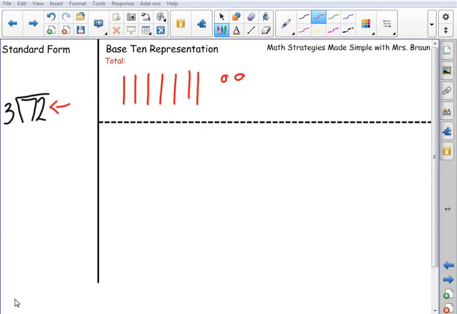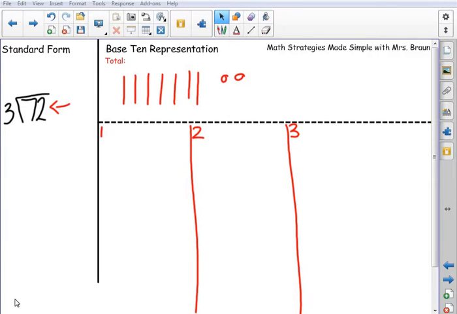So down here on the bottom half of my mat, I'm going to be splitting it into 3 equal groups. There's 1, 2, and 3. Okay, now I'm going to pass out these base 10 pieces into each group so that there's the same amount in each group. I'm going to start with my largest pieces, the tens. So I'm going to start with this one, and then I'm going to put it here.